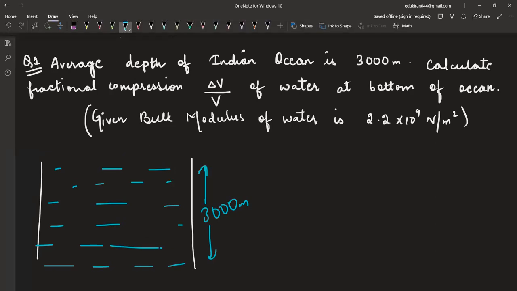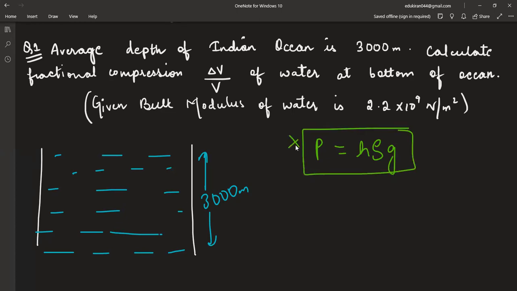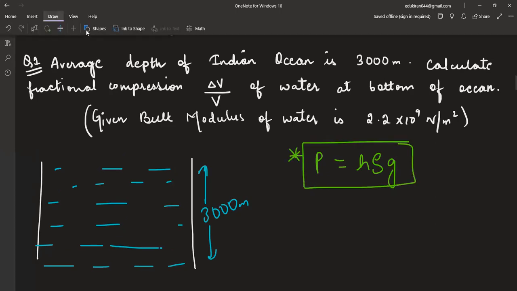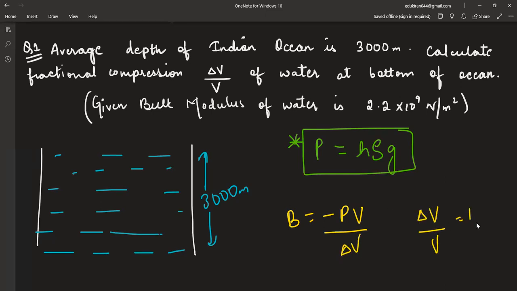One formula is there, class, for pressure that we'll do in the next lesson. Pressure is equal to h, that is height, into density into g. This we'll do, and the derivation also we'll do properly. P is equal to h rho g. So B is equal to minus PV by delta V, so delta V by V is equal to h rho g divided by B.